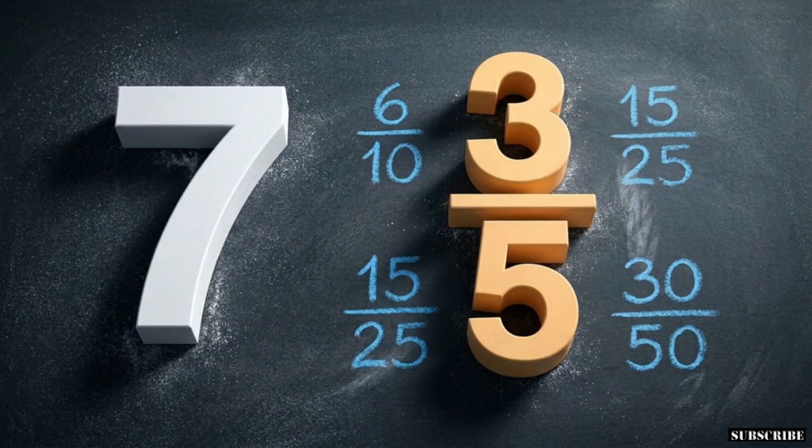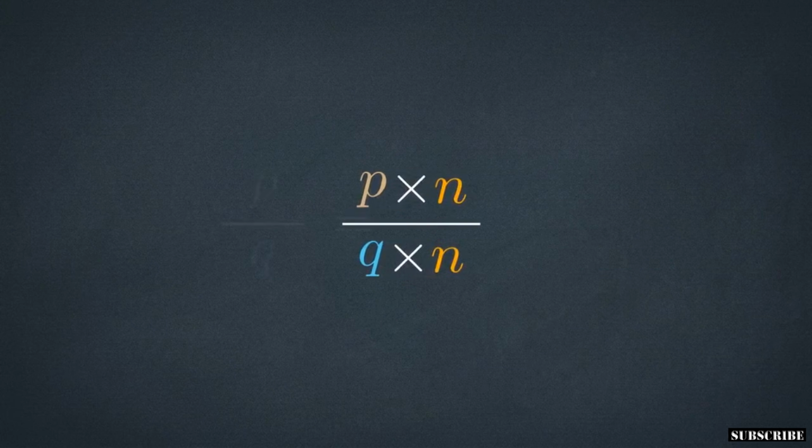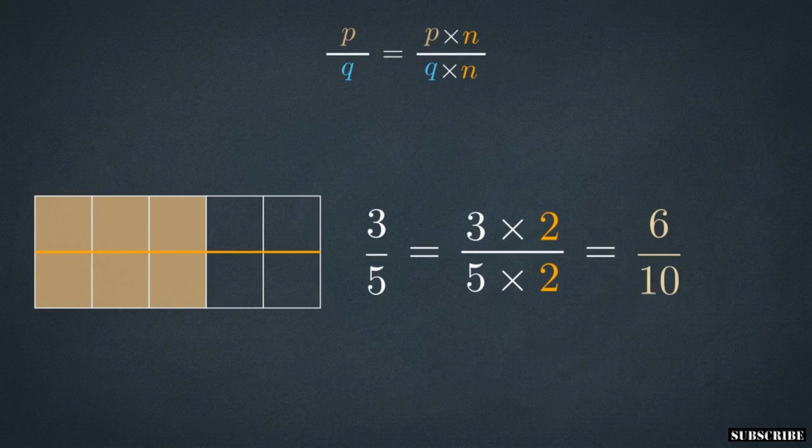An integer like 7 has only one way to be written. Rational numbers, however, possess the unique property of infinite representation. The core rule of this system is that multiplying both the numerator and the denominator by the exact same quantity yields a fraction that represents the identical value.